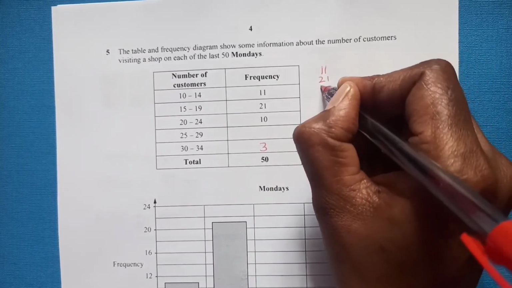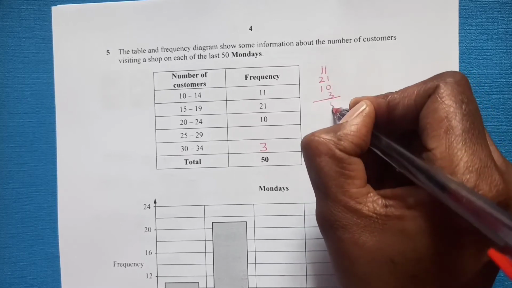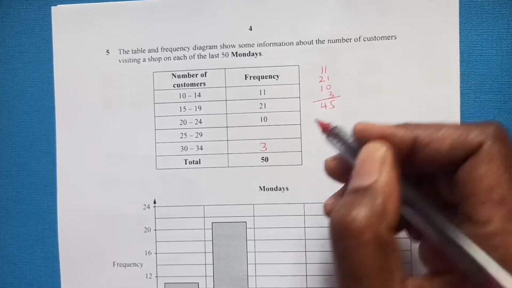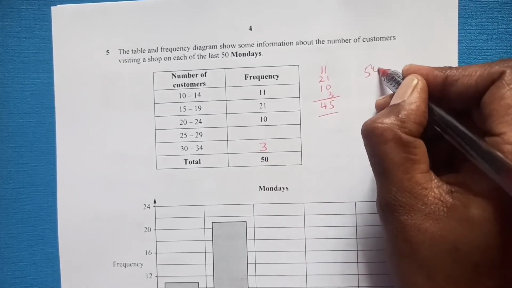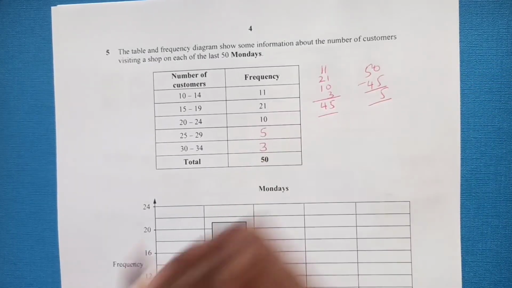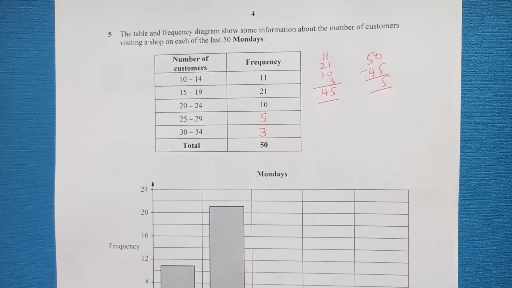11, 21, 10 and 3. 3 plus 2, 4, this is 5. 2 plus 4, 3. It is 45. Then we can subtract it from 50. So we have 5 here. So 5 will go in this column. So we are done with the table. The first part is done.